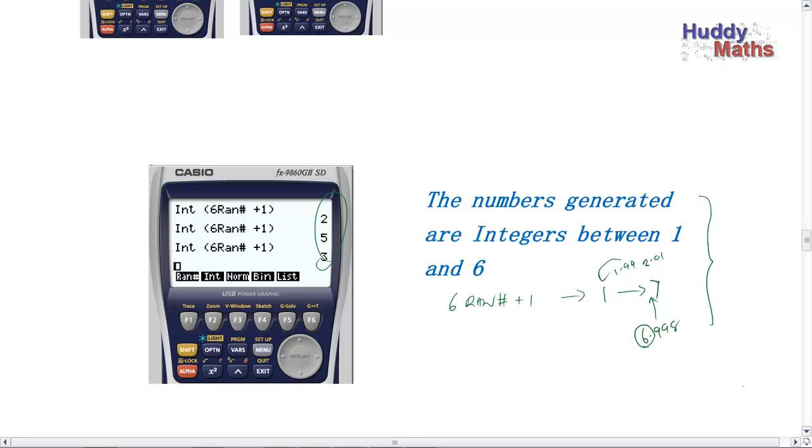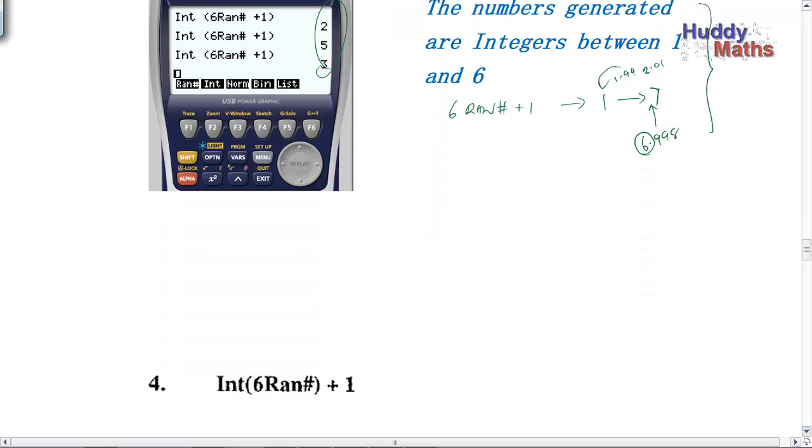Okay, did you see that? Well, that's a powerful one. Let's go down and have a look at some more commands.